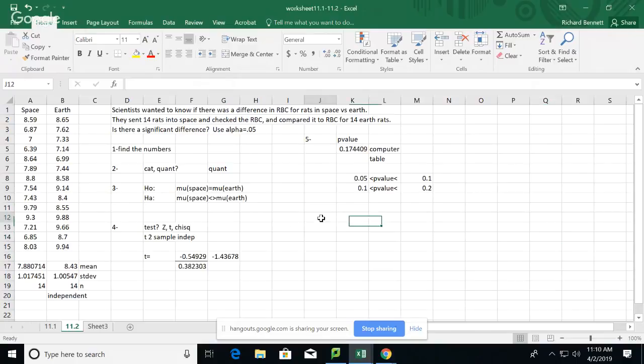All right, now step number 6. Reject or not reject. Reject or not. We vote. Who says reject? 1, 2. Who says 3? Who says do not reject?